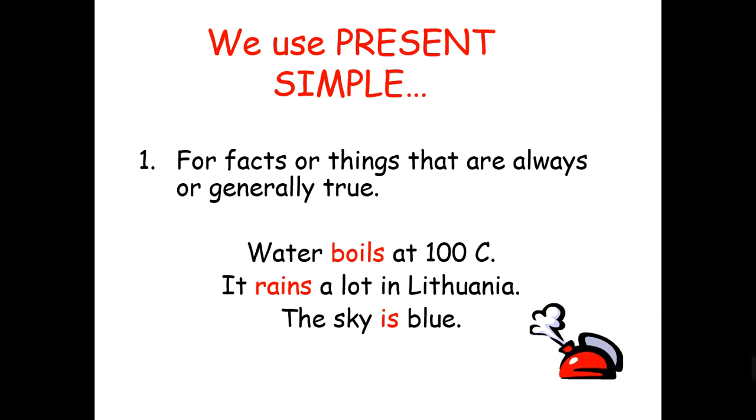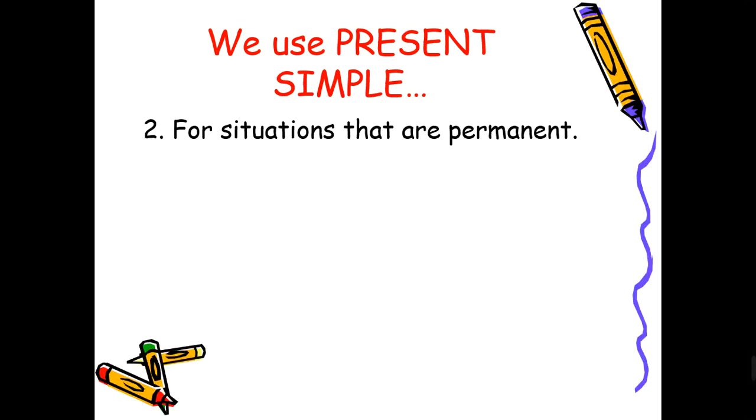So we use the present simple with it. The second one, it rains a lot in Lithuania. That means this is the general statement of the climate in this country. So this is something which is generally or always true. The third one, the sky is blue. Also, this is a fact. That's why we use the present simple with it to express facts.